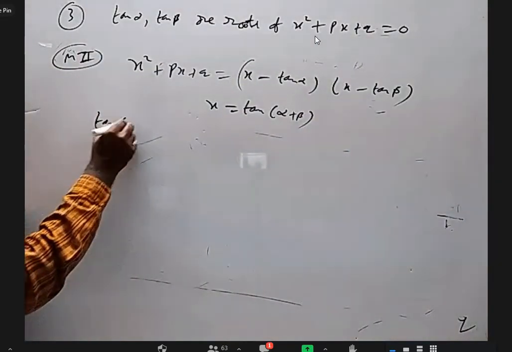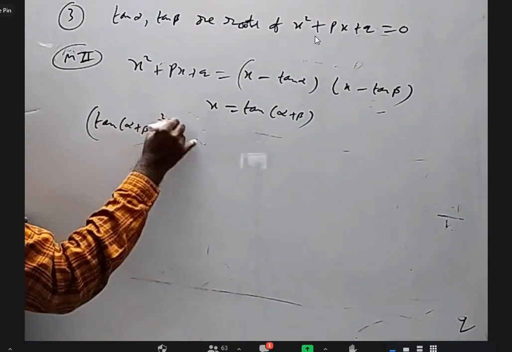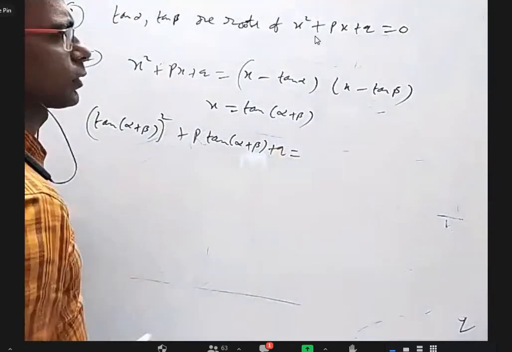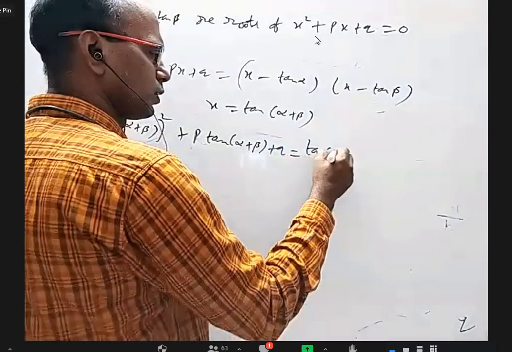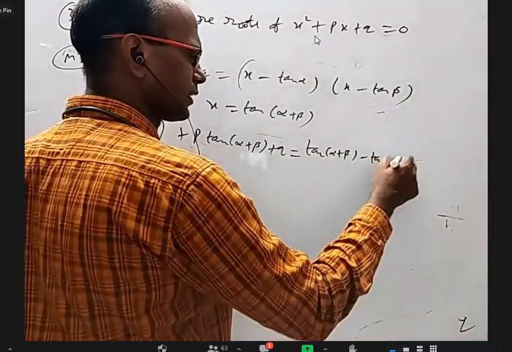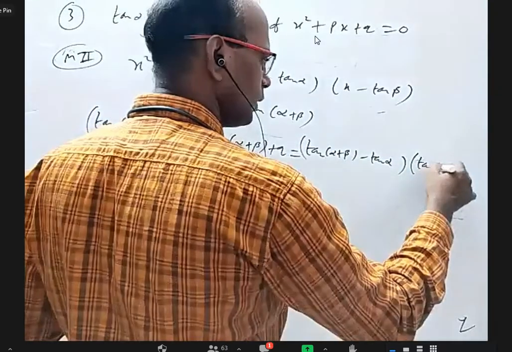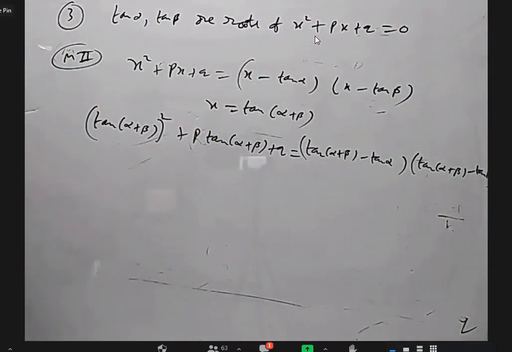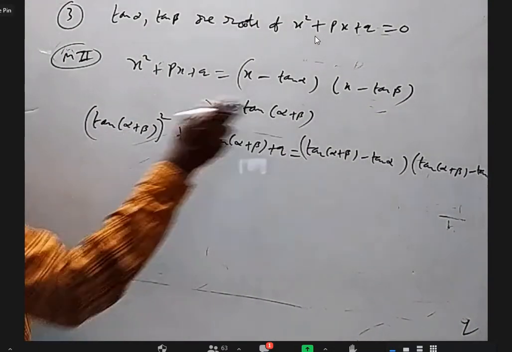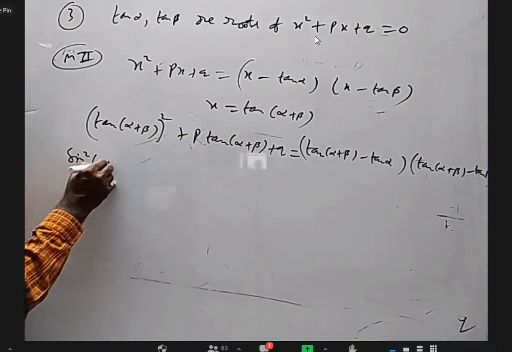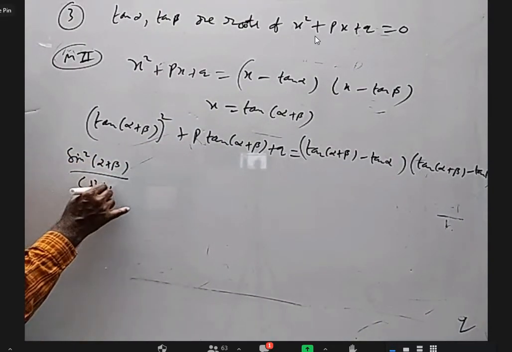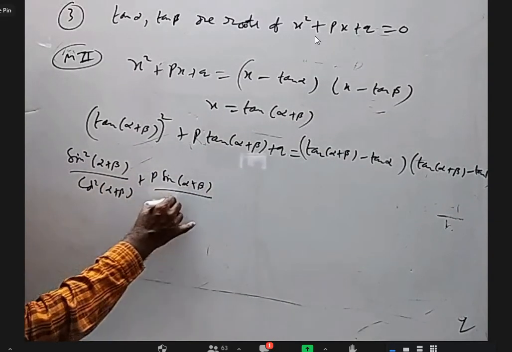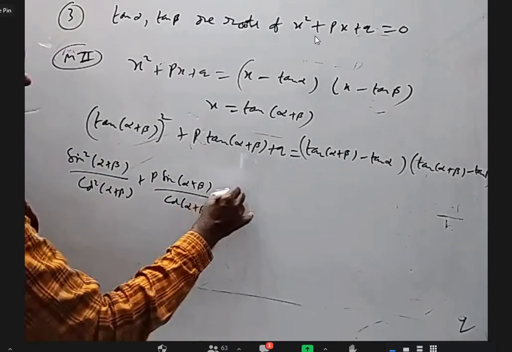Then this will become tan²(α+β) + p·tan(α+β) + q. And here when I put it, it is tan(α+β) − tan α and tan(α+β) − tan β. Now I want to write this as sin by cos and take LCM here. This is sin²(α+β) by cos²(α+β) plus p sin(α+β) by cos(α+β) plus q.